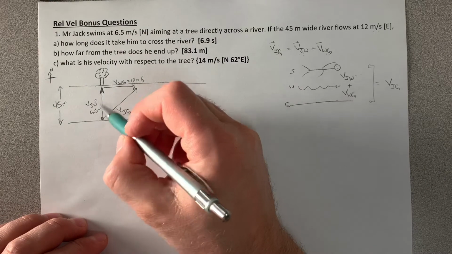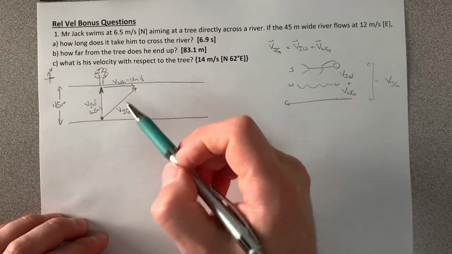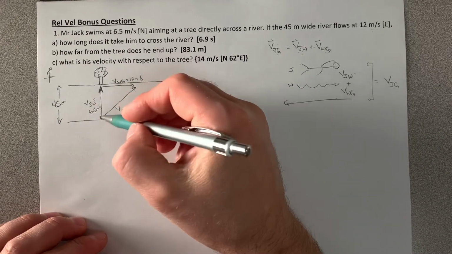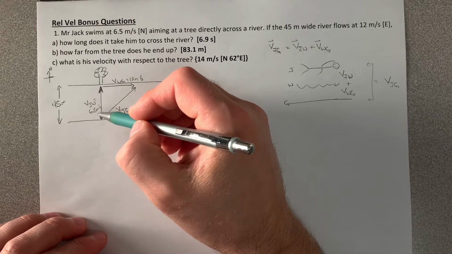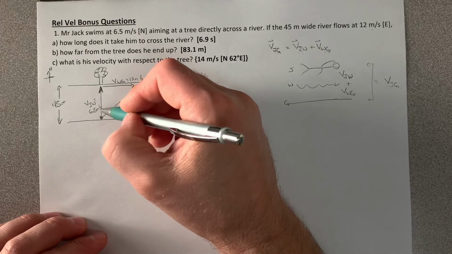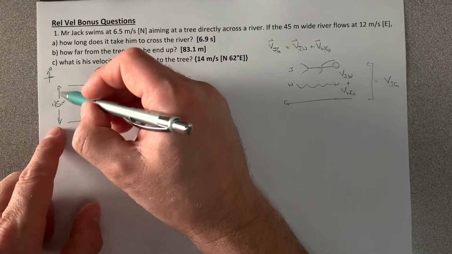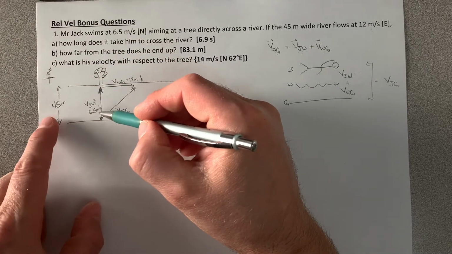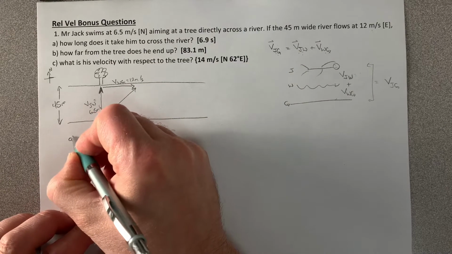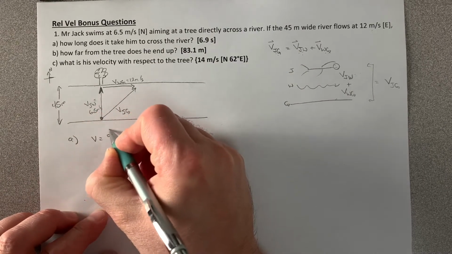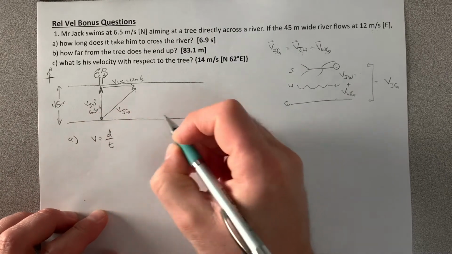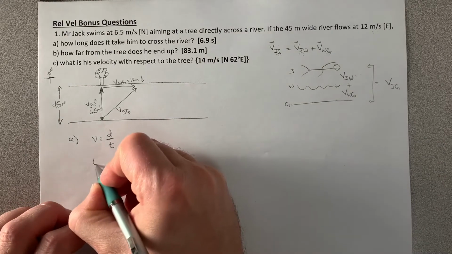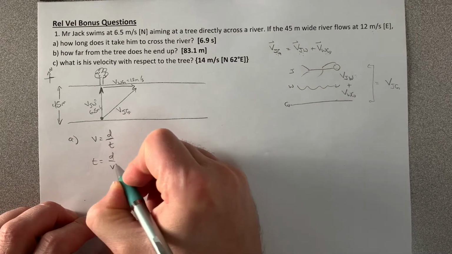Before we get there, they ask us some other things. How long does it take him to cross the river? This is kind of like a subway type question, if you're walking across the subway car. If your distance that you're given is in the straight north direction, then you need a corresponding velocity in the straight north direction. So when I do part A, velocity is displacement over time, we're looking for time. So time is displacement over velocity.